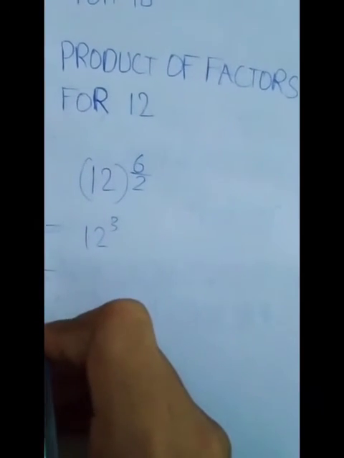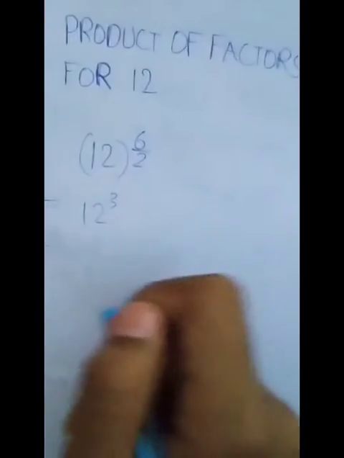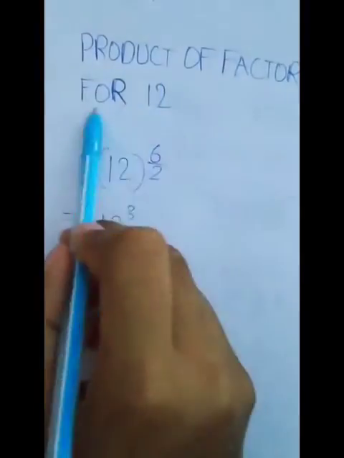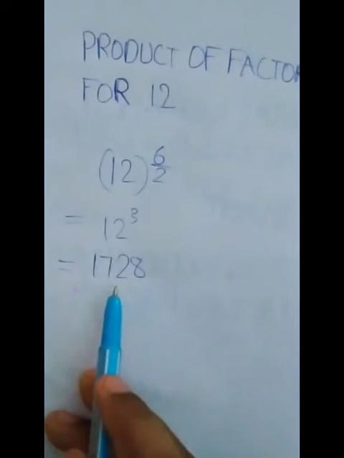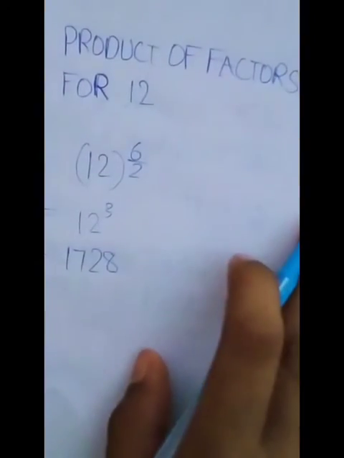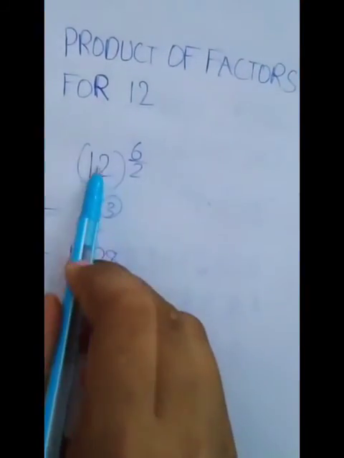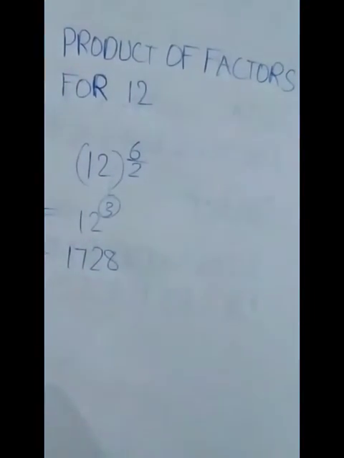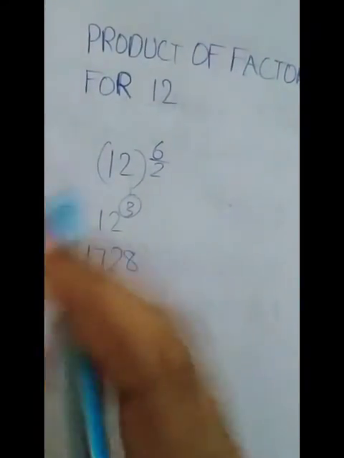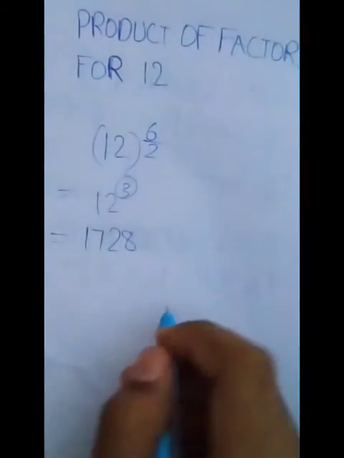Now 12 to the power 3 is equal to 1728. Product of factors for 12 is equal to 1728. Whatever number he asks you, you have to just halve the total number of factors for the number and you will get it. Okay, simple. Now let's take another small example.